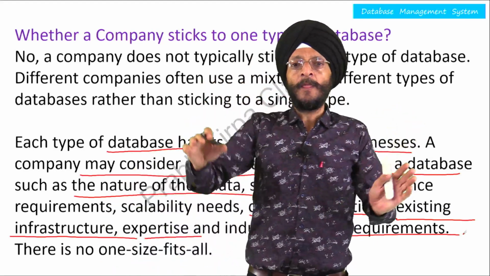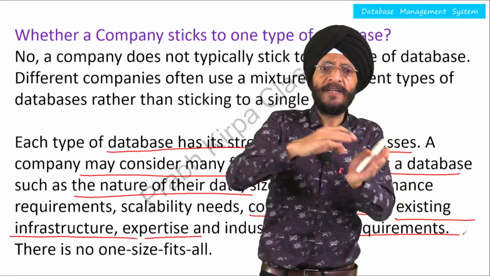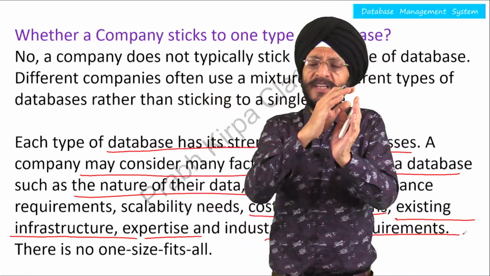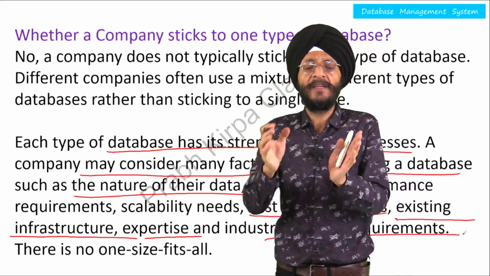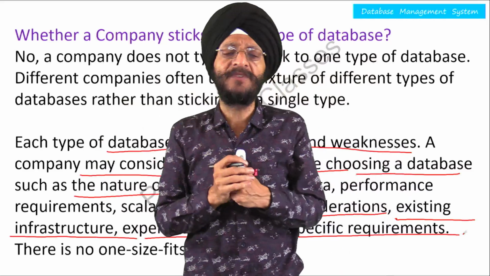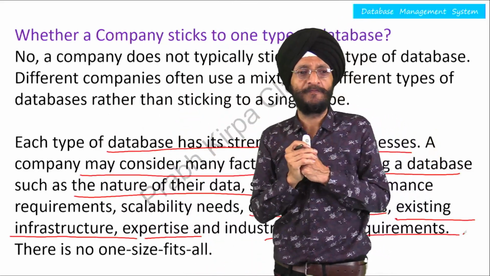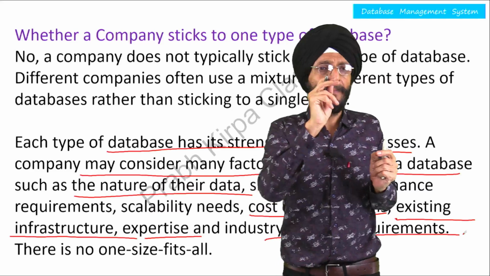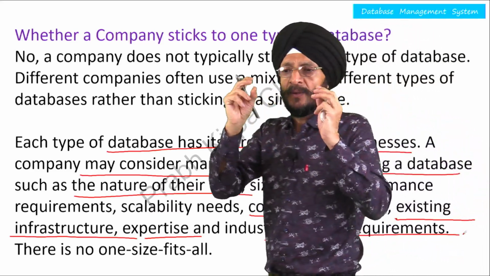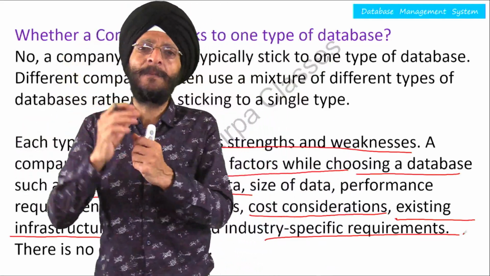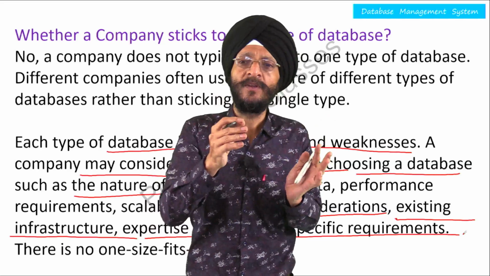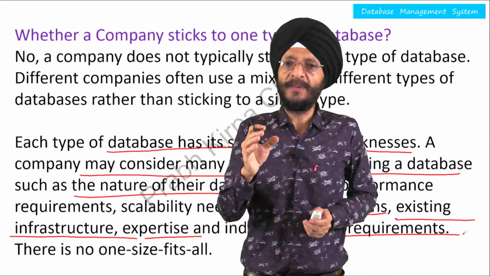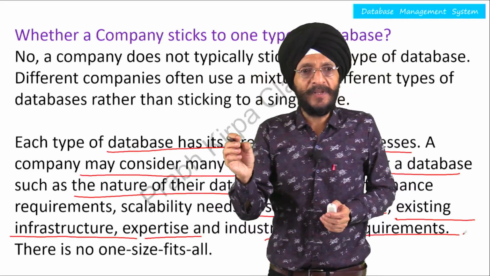All these points: budget, level of expertise, scalability, the type of data we want to store, all these considerations have to be taken into account while we are making a decision with regard to the particular type of database to be used in our organization. So there is no one size fits all. That is, we cannot say that one particular type of database is more than sufficient for any one particular organization. So any organization may have to use a combination of different types of databases on the basis of its requirements.